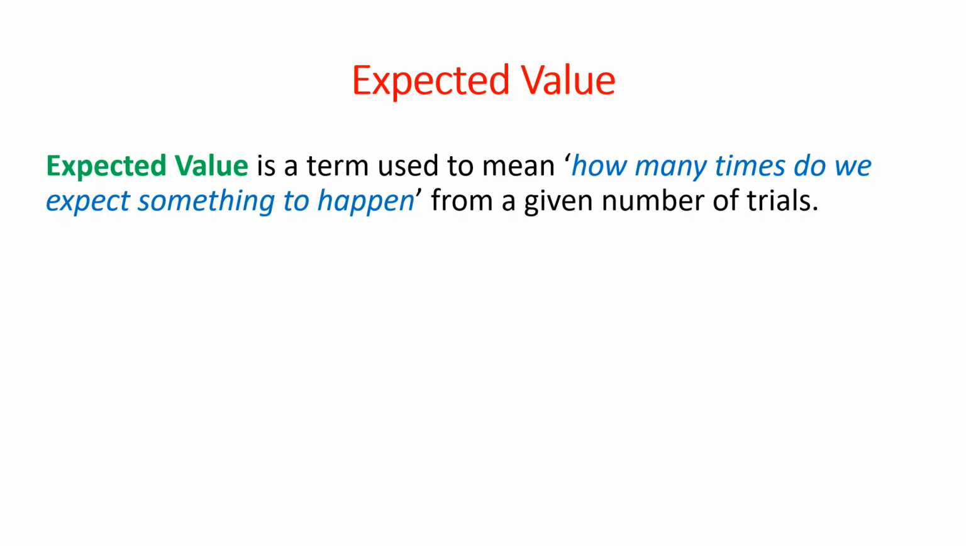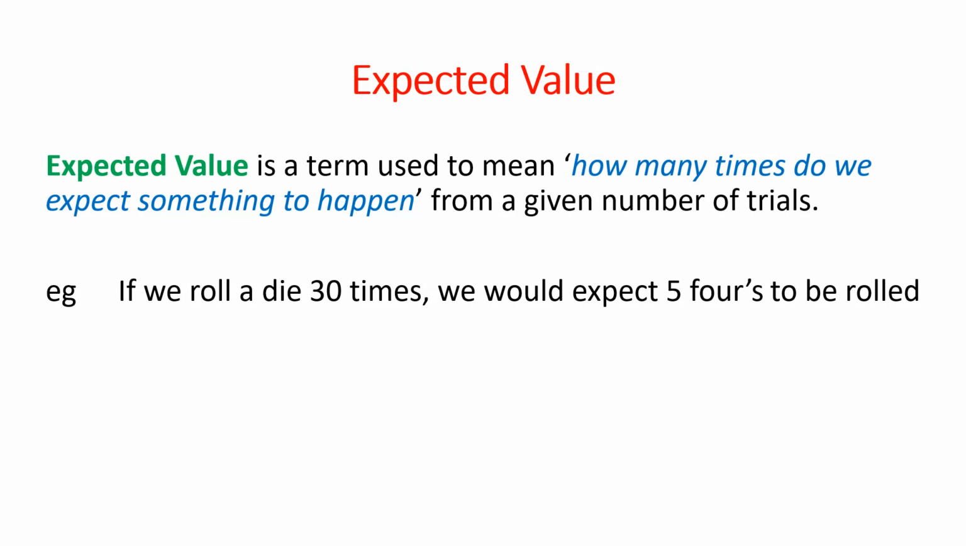Expected value is a term used to mean how many times we expect something to happen from a given number of trials. For example, if we roll a die 30 times, we would expect 5 4s to be rolled. The probability of rolling a 4 is 1 chance in 6, and so 1/6 of 30 is 5.